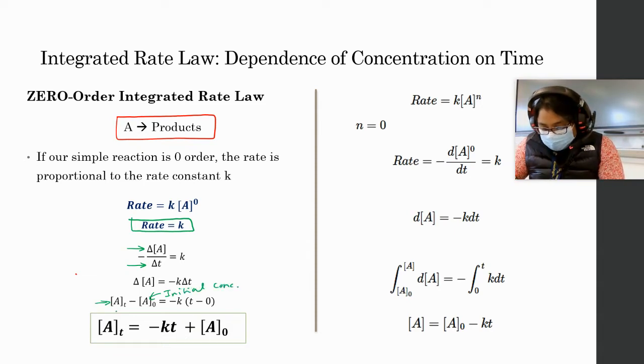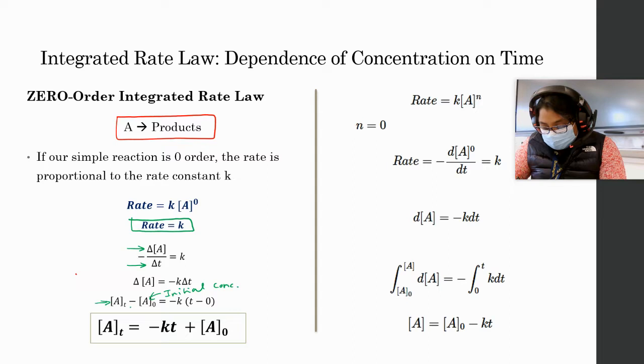So the delta concentration of A is the concentration of A at time t minus the initial concentration, and that is equal to negative k times the change in time. The change in time is the difference between what it is now and what it was before. So it will be like 5 minutes, and t at time zero is just zero, right? So then you have an equation to calculate the concentration of A at time t.